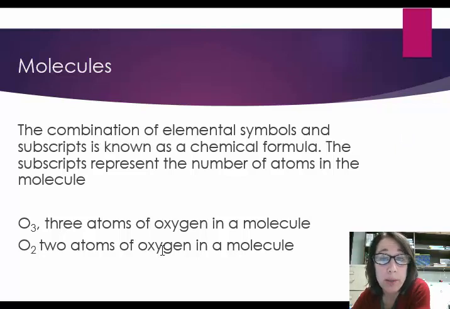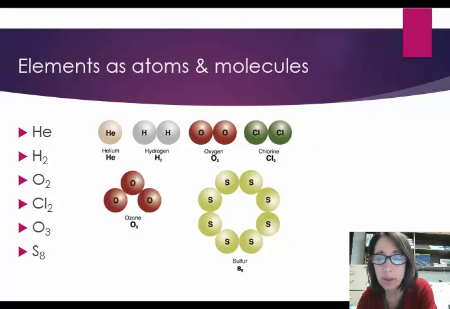The subscripts represent the number of atoms in the molecule, while each type of atom is represented by the elemental symbol. For example, capital O, subscript 3, means there are 3 atoms of oxygen in this molecule of ozone, while capital letter O, subscript 2, means there are 2 atoms of oxygen in a molecule of oxygen. Oxygen is what we call the form of oxygen that we breathe.